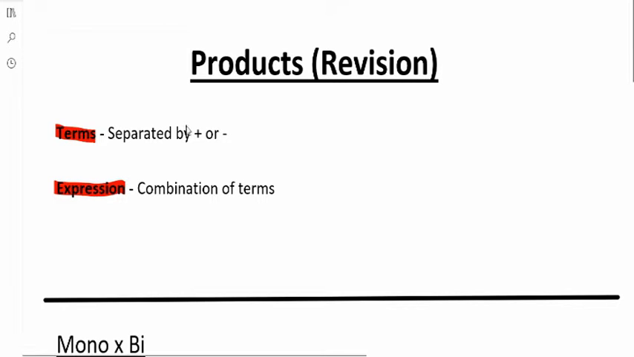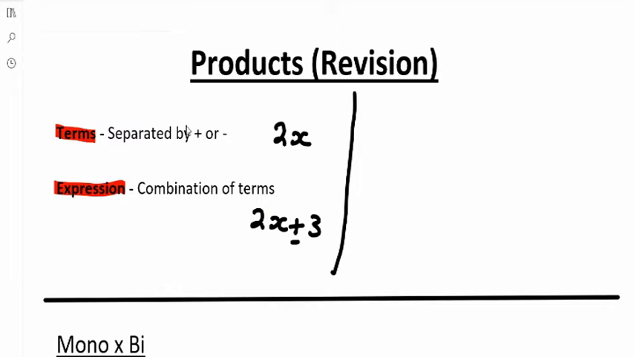An expression is a combination of terms. So just to throw a few examples, if I have 2x, which means 2 times x, this is a single term. Whereas if I have 2x plus 3, well, there's a plus here. So therefore, this is a term, and that is a term. Therefore, this is an expression. This is a combination of terms. And expressions are named according to how many terms they have in their makeup.